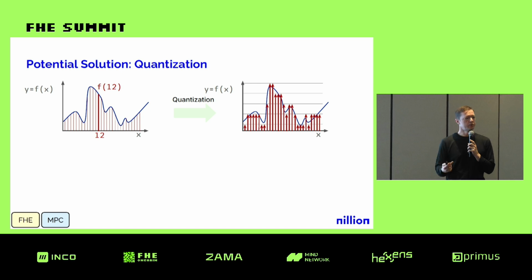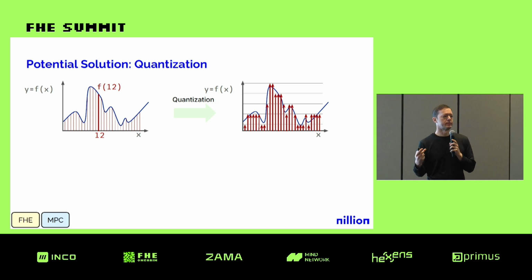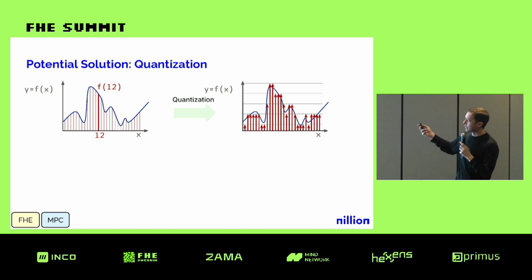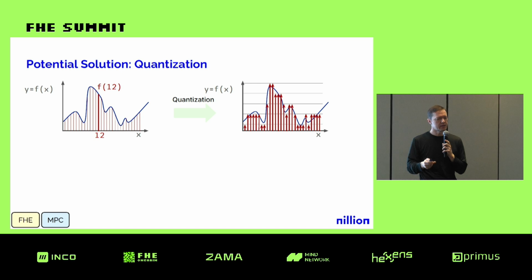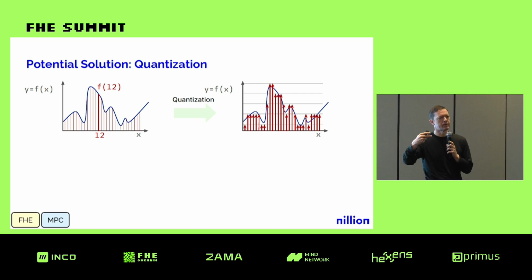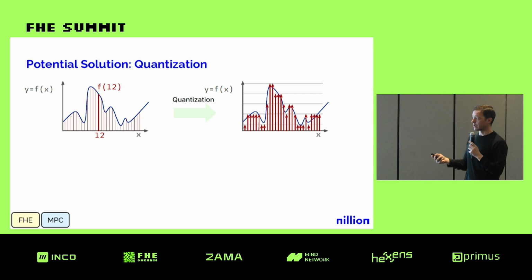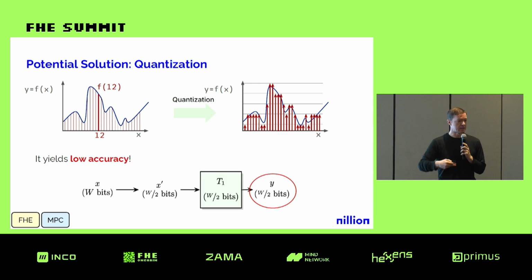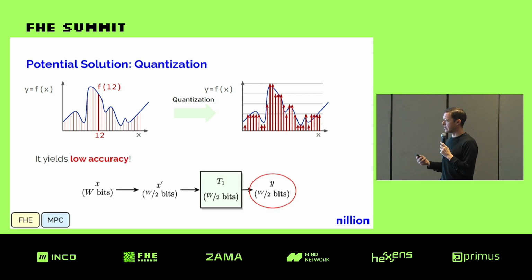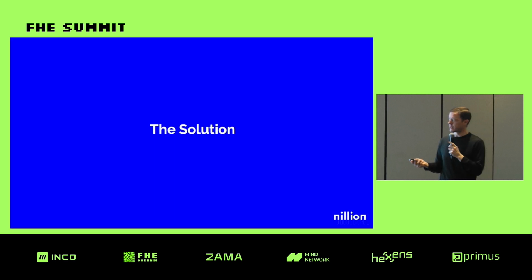So the normal way to deal with this problem of exponential blow-up in lookup tables is to use quantization. The idea is that you create these horizontal bars that you have there, and you round the samples of your function to the nearest bar. That reduces the number of bits, which reduces the size of the lookup table, but it also increases the accuracy errors. So it yields very low accuracy.